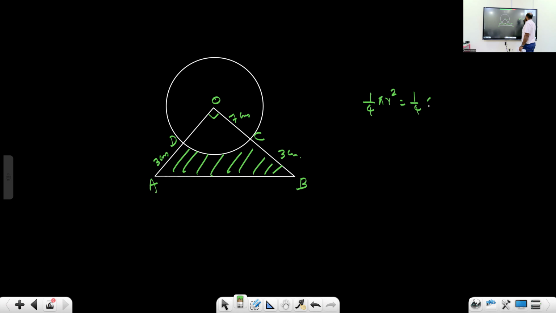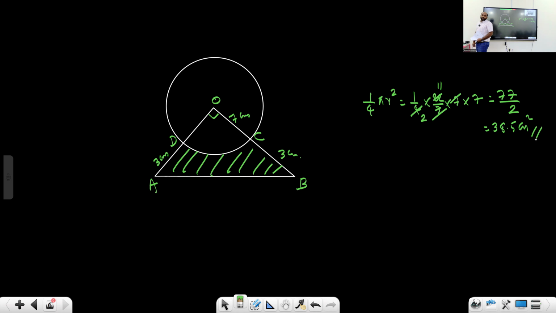1 by 4 into 22 by 7 into what is radius? 7. 7 cancel. How much is coming? 77 by 2. That is 38.5 centimeter square. First answer is over.